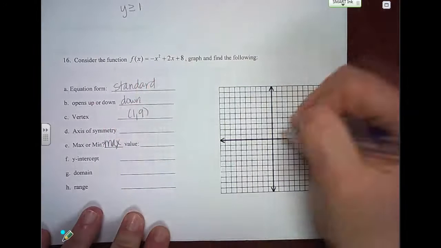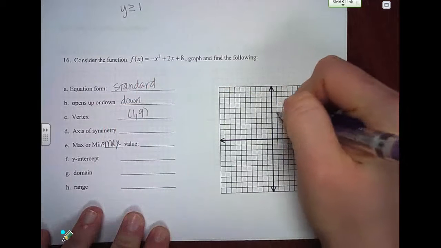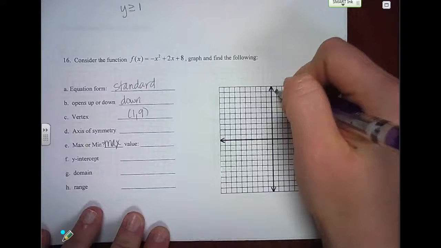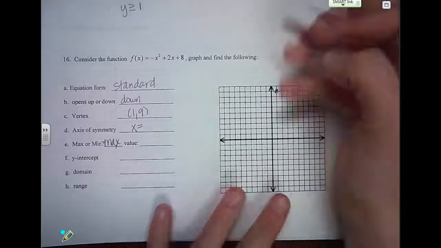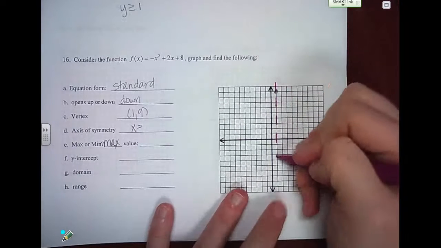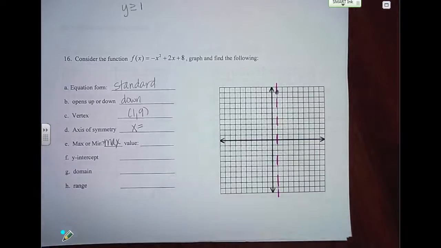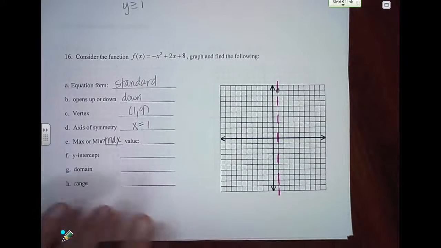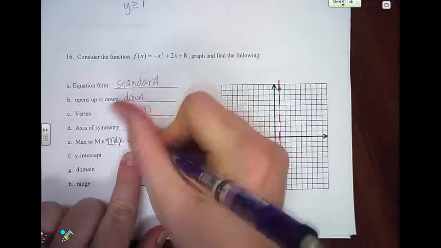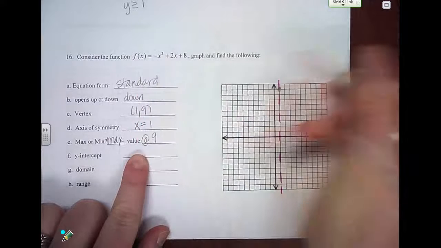And go ahead and graph that. 1, 2, 3, 4, 5, 6, 7, 8, 9. Okay, again, the axis of symmetry is that imaginary line that passes through the vertex. So it's at x equals 1. And then the value is the y value, so we say at positive 9.